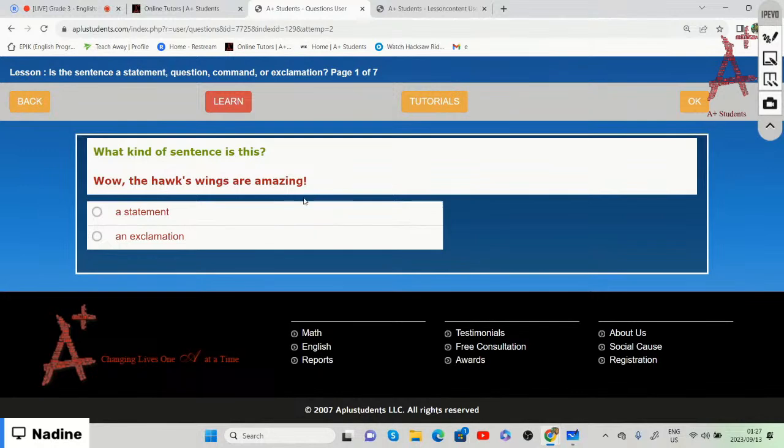Wow, the hawk's wings are amazing. We need to say what kind of sentence this is. Is this a statement or is it an exclamation?